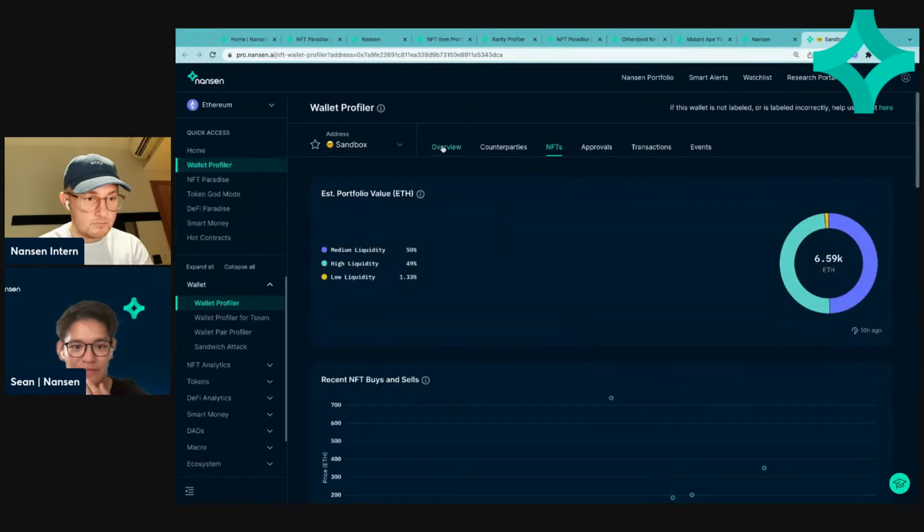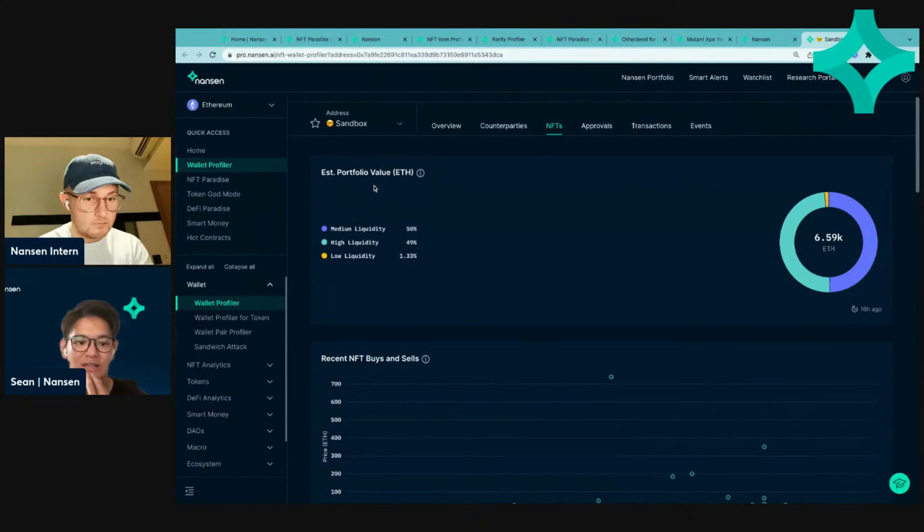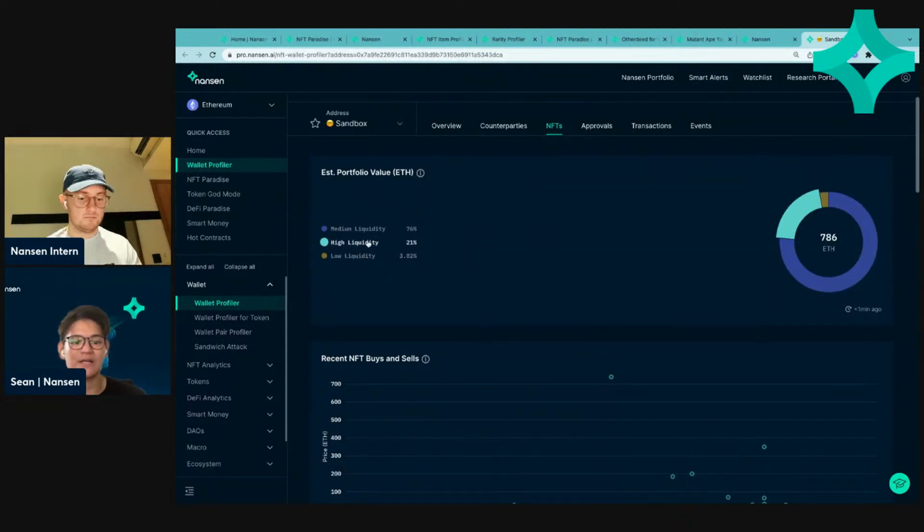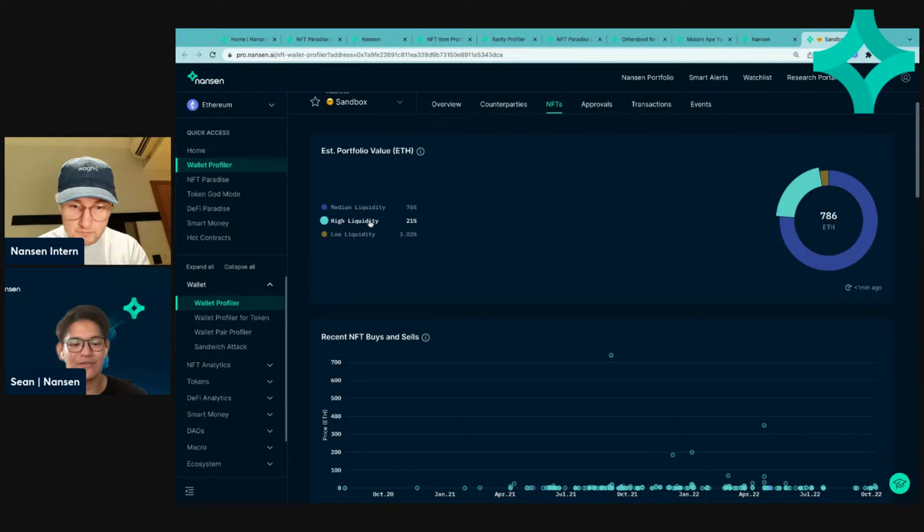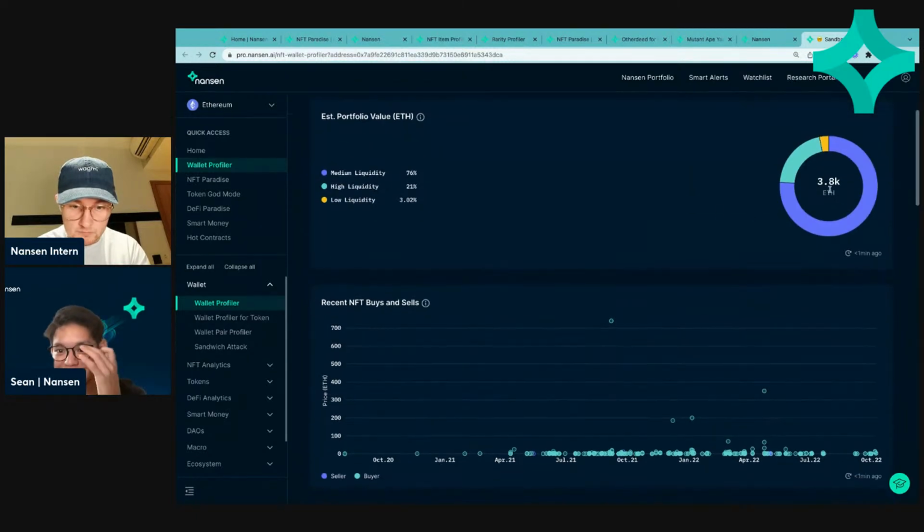Right, so in Wallet Profiler, you have many different views. You have overview, counterparties, but more specifically, you have an NFT view. The first thing you're greeted with is a value card that shows you the estimated portfolio value, which is 6.59K ETH for Sandbox. And you can see the liquidity level. This liquidity is based on our metrics, right? But you can see how many NFTs within that wallet are actually liquid. This allows you to know what value of this wallet can actually be liquidated quickly to get back the cash. Oh, sorry, the dashboard just loaded. It's 3.8K ETH for Sandbox, right?